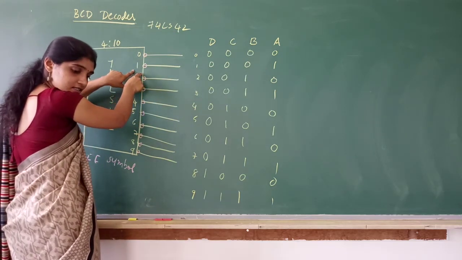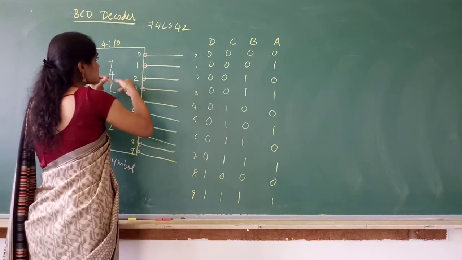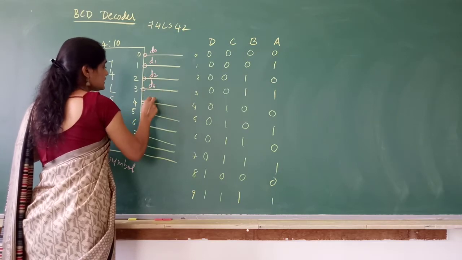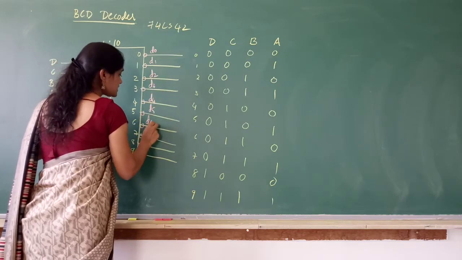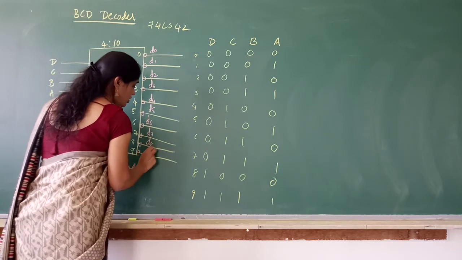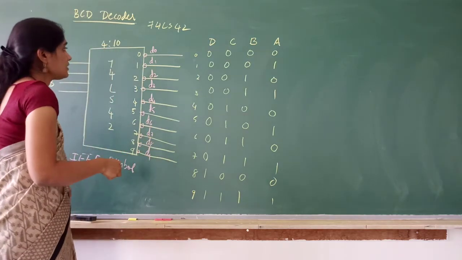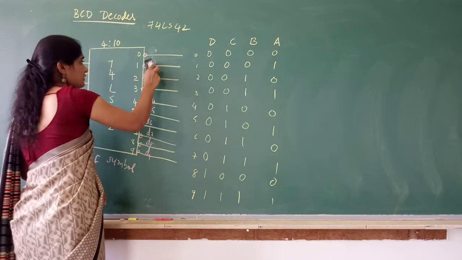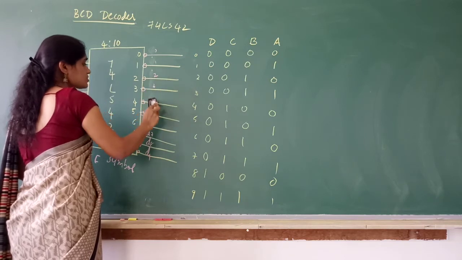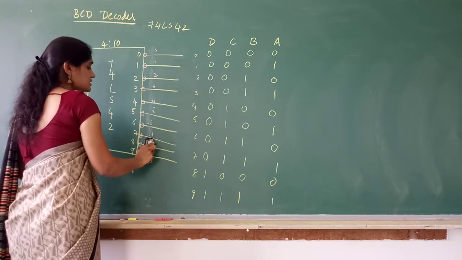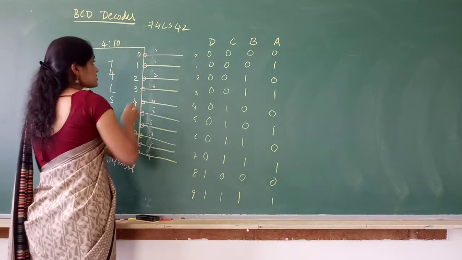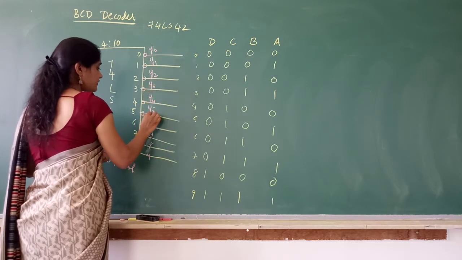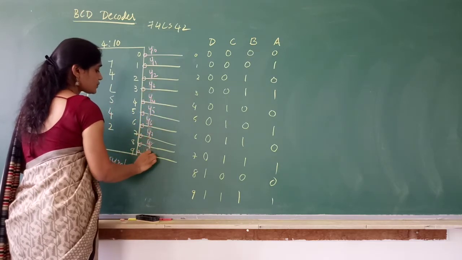So let us call this D0. You should not get confused: D0, D1, D2, D3, D4, D5, D6, D7, D8, D9. Or you can even write Y0, Y1, Y2, Y3. Let us write Y, because till now we were writing it as Y0, Y1, Y2. So why get confused? Instead of D0, D1, you can write Y0, Y1. So outputs are Y0, Y1, Y2, Y3, Y4, Y5, Y6, Y7, Y8 to Y9.